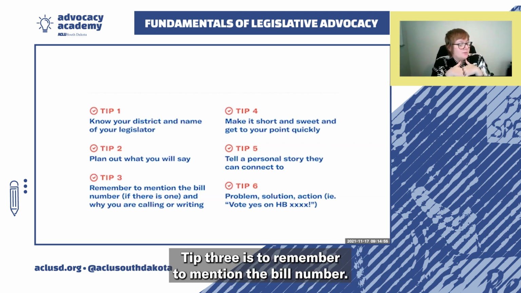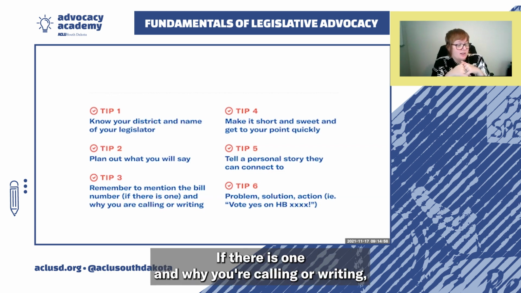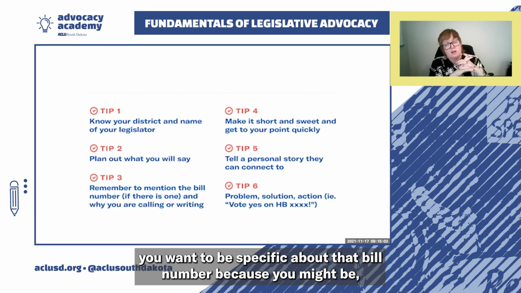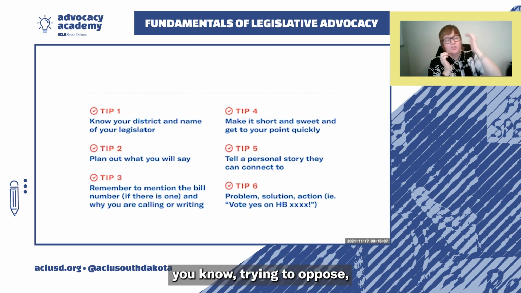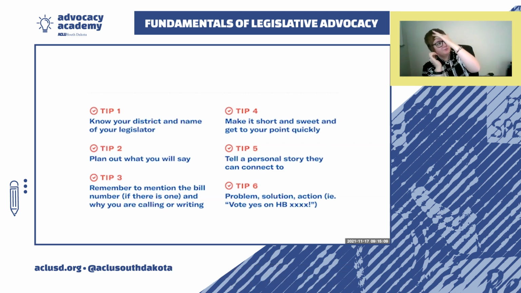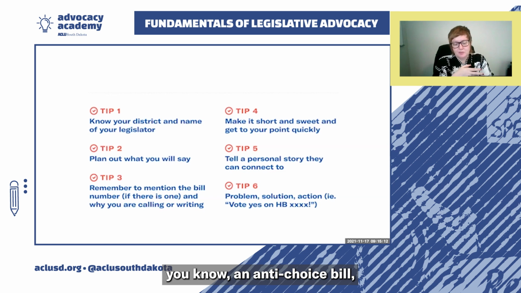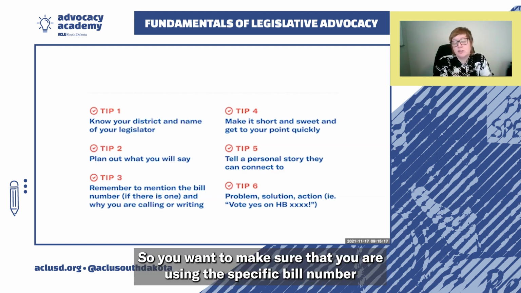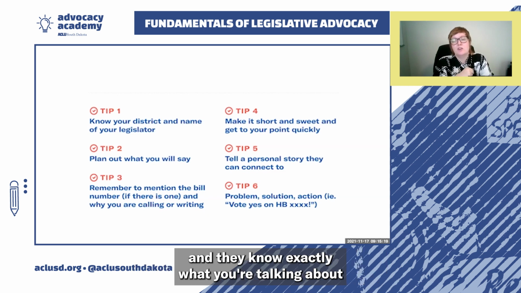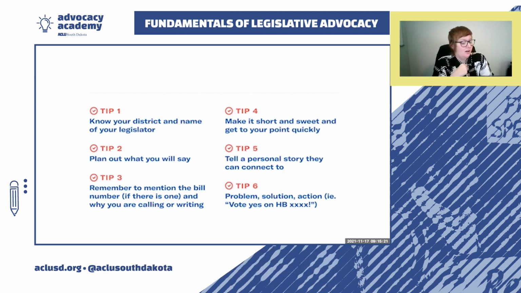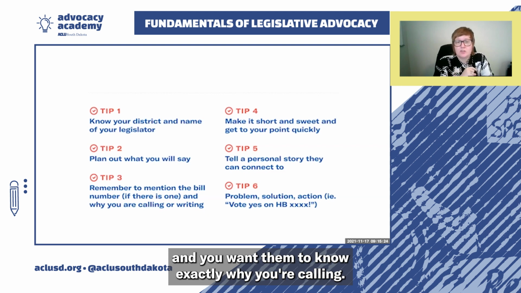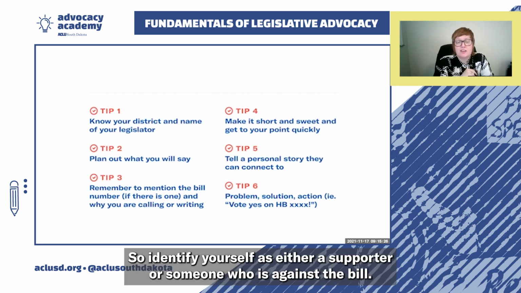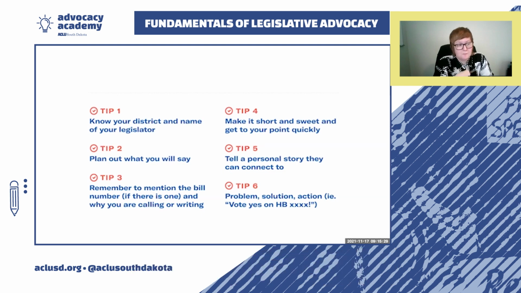Tip 3 is to remember to mention the bill number if there is one, and why you're calling or writing. You want to be specific about that bill number, because you might be trying to oppose an anti-choice bill, but there might be 10 anti-choice bills. So you want to make sure that you are using the specific bill number and they know exactly what you're talking about. And you want them to know exactly why you're calling. So identify yourself as either a supporter or someone who is against the bill.